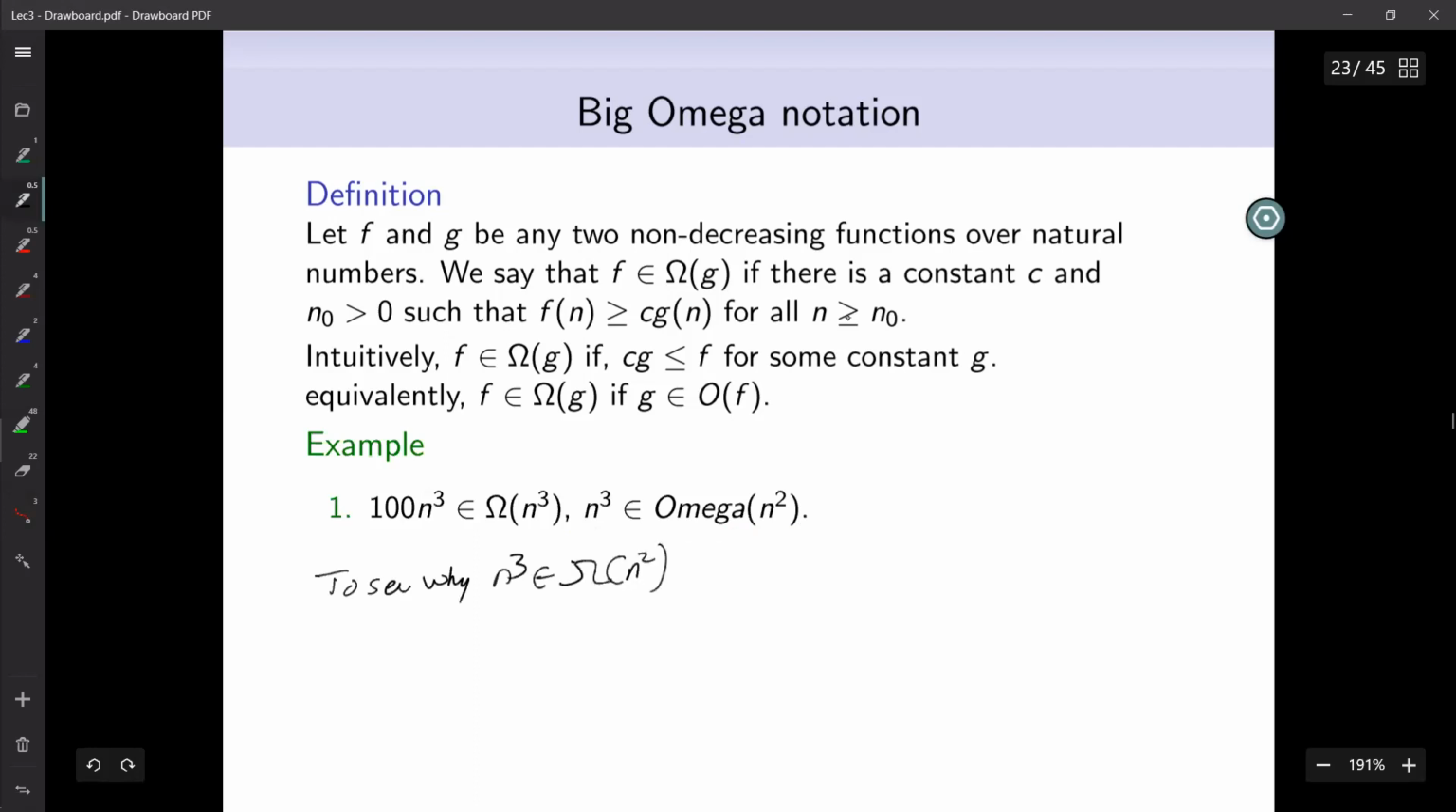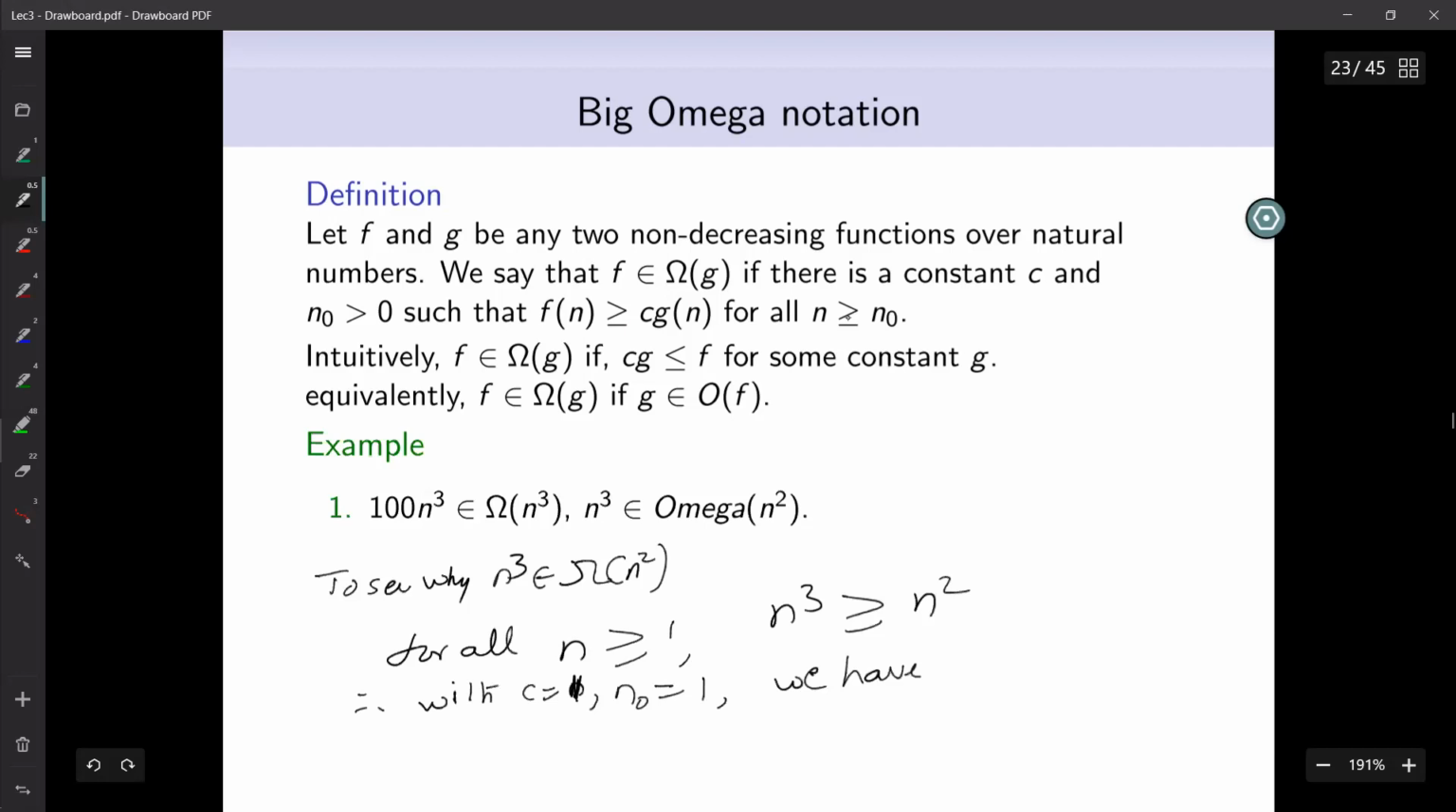So what is the condition that is needed? We need that there is a constant c and n0. In fact, for all n greater than or equal to 1, n cube is greater than or equal to n square. Therefore, with c equal to 1 and n0 equal to 1, we have n cube greater than or equal to c n square for all n greater than or equal to n0. So therefore n cube is in big omega of n square.